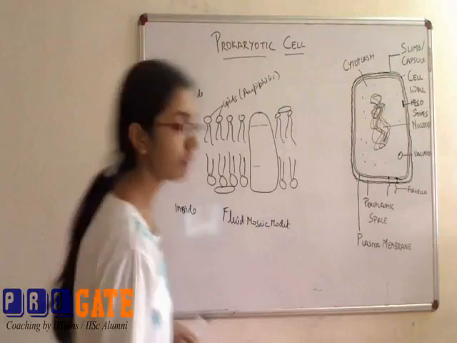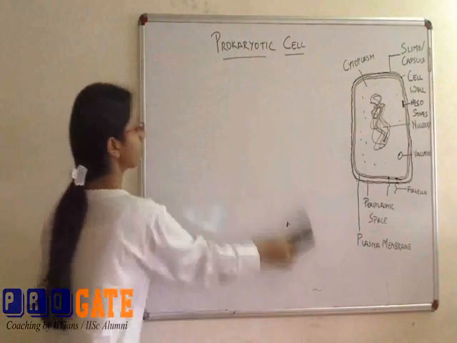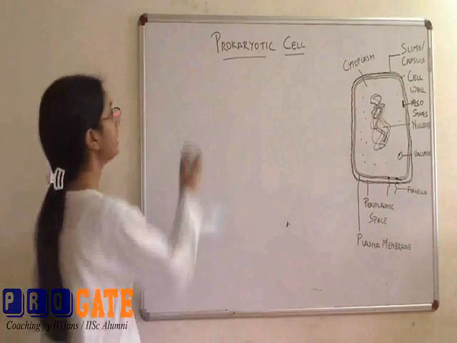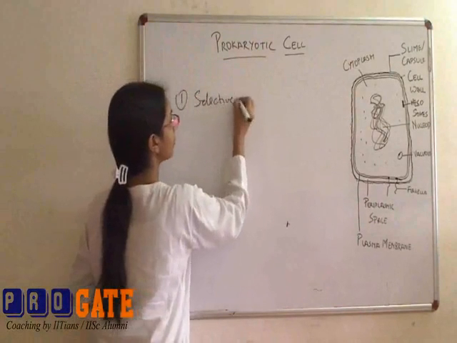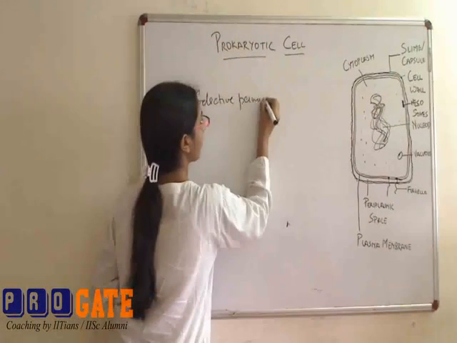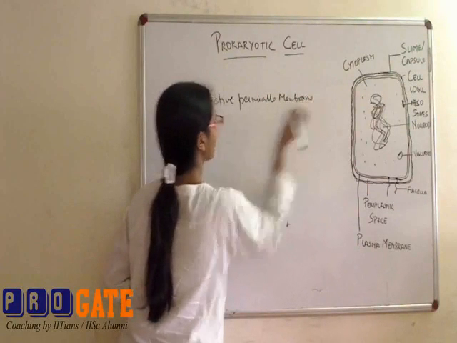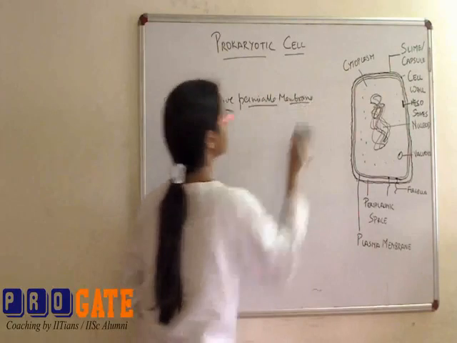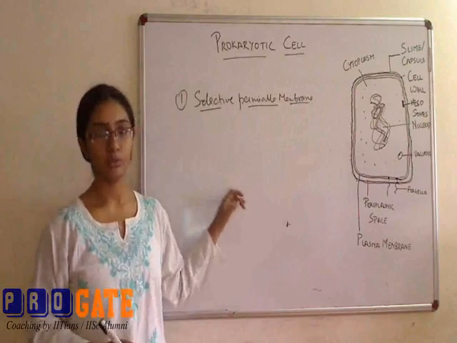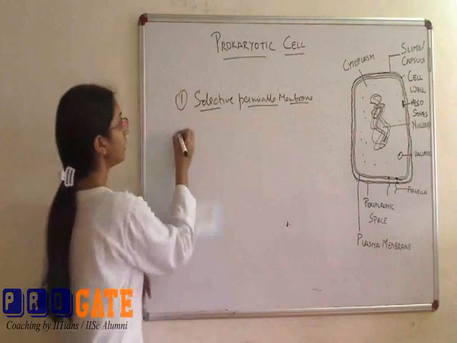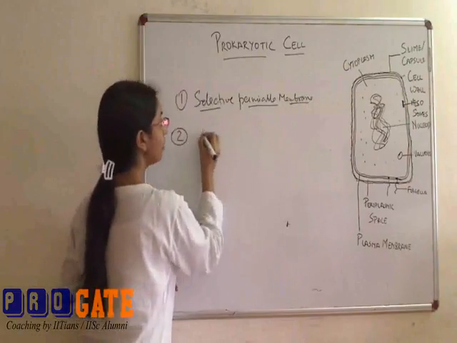When we move on to the functions of the plasma membrane, the first, obviously, is to act as a selectively permeable membrane barrier. It only allows molecules in appropriate quantities, as needed by the cell, to move in or out. The next function of the plasma membrane is the electron transport chain.